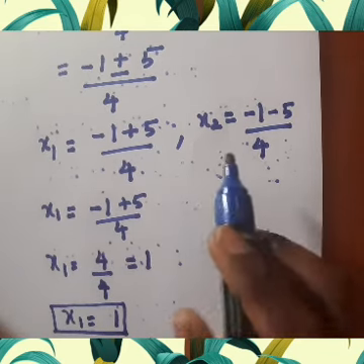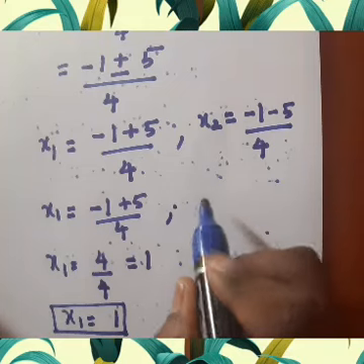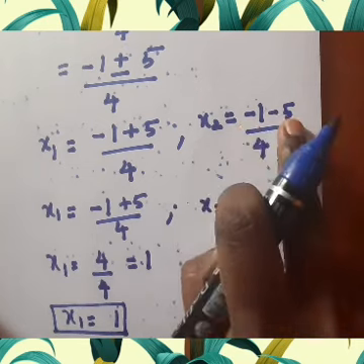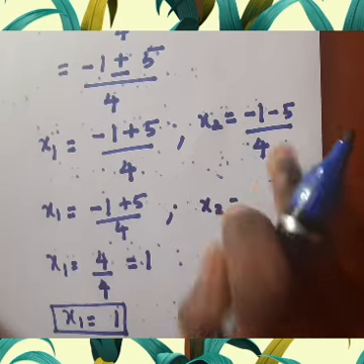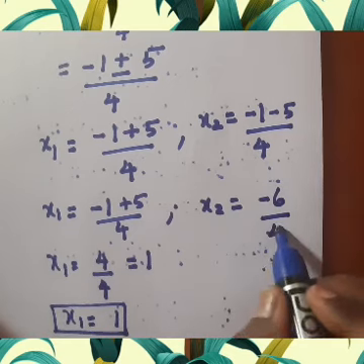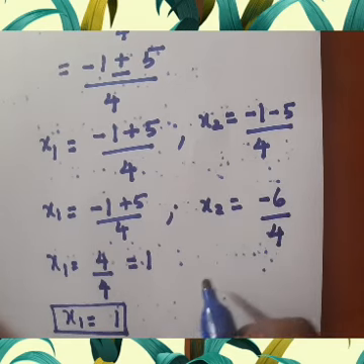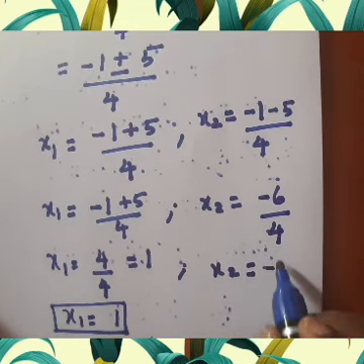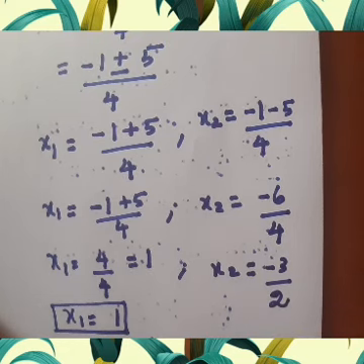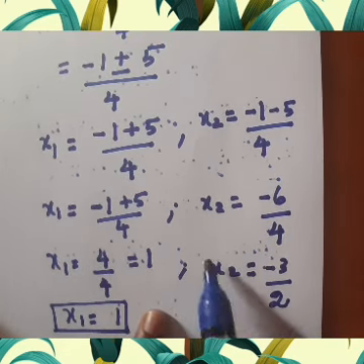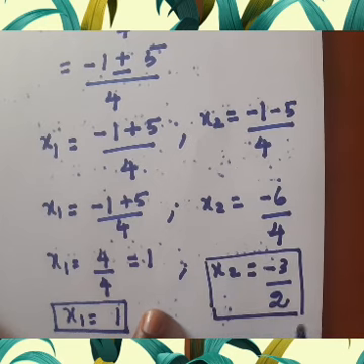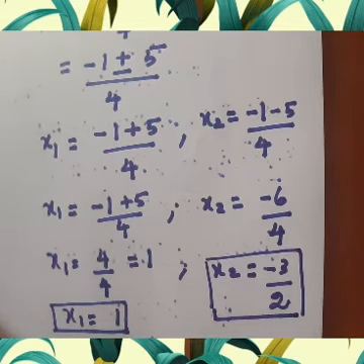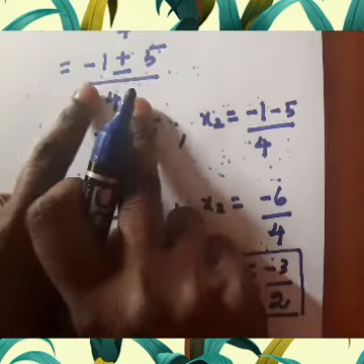Correct? Similarly, we'll find x2. x2 is equal to minus 1 minus 5. Negative and negative you can add up here, but the sign will not change. So it is minus 6 divided by 4. Both are divisible by 2, so your x2 will be equal to minus 3 by 2.